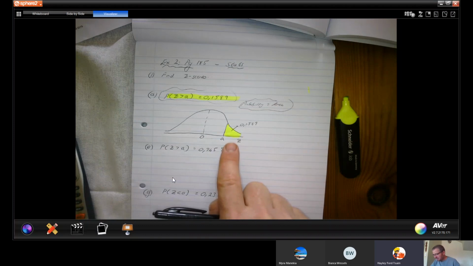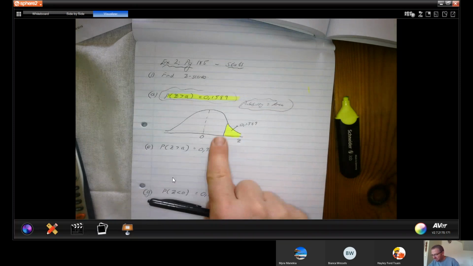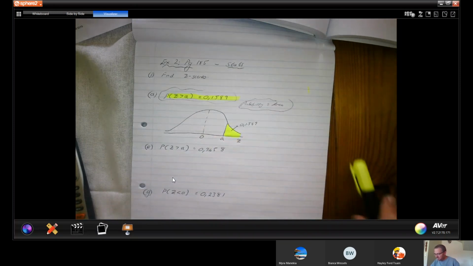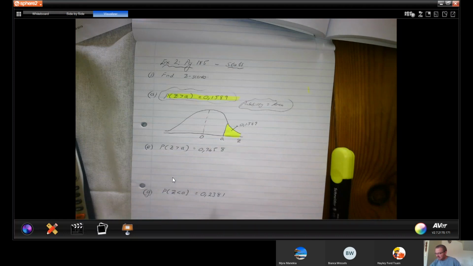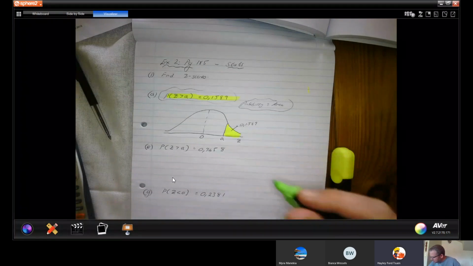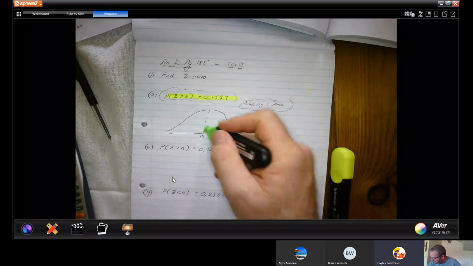Yes. Okay, so now, because it's bigger than a, it's to the right of a. So the probability is 0.15. 15% of data is going to be to the right of a. Underneath the curve is 100% of the data. So now, can I go straight to the table? Haley, any idea what I first have to find?